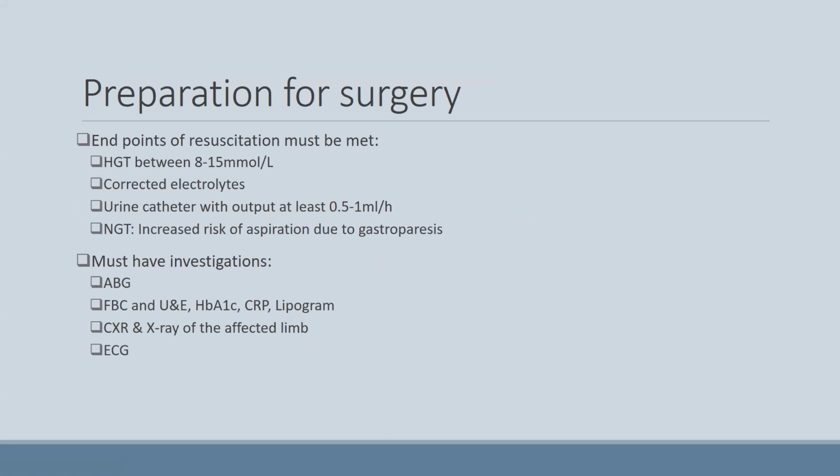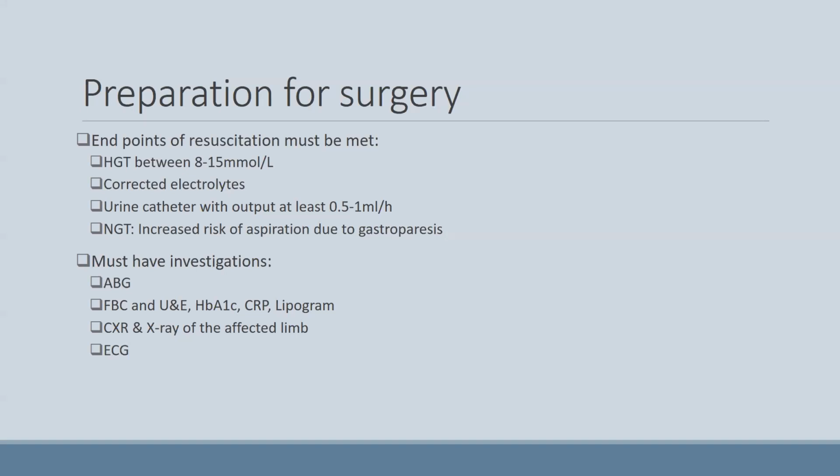No, this patient needs to be prepared for theater because otherwise mortality and morbidity is high if the patient goes to theater unprepared. So what do we mean? It means that the endpoints of your resuscitation must be met. Glycemic control, you are aiming to at least a glucose of less than 15. It doesn't have to be back to normal. If the patient comes with unrecordable glucose, if it gets to 15, it's acceptable that the patient can survive anesthesia.